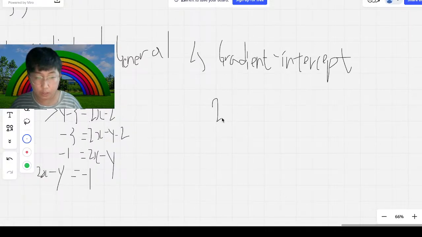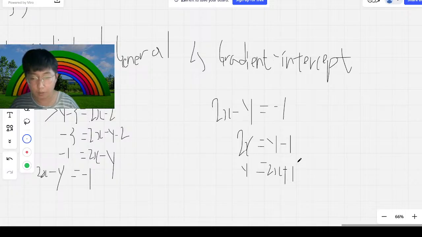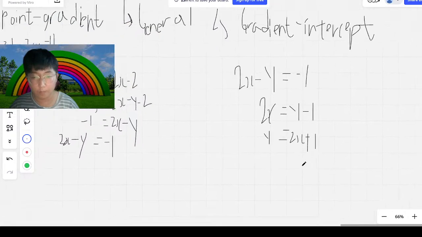Then we have this, right? We want to write it in the form y equals mx plus c. So let's add y to both sides, which gives us 2x equals y minus 1. If we want y to be our main variable here, y is equal to 2x, and then we add 1 to both sides. So now this is the gradient intercept form.